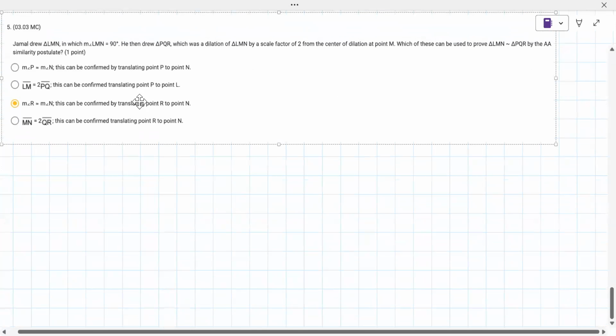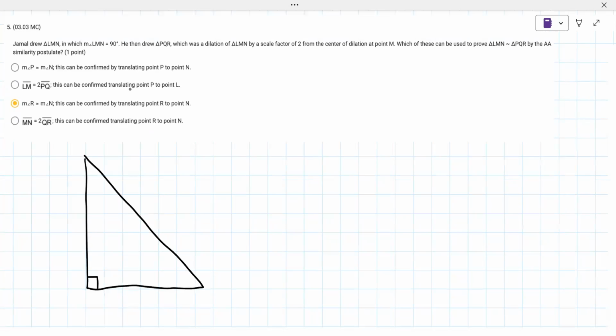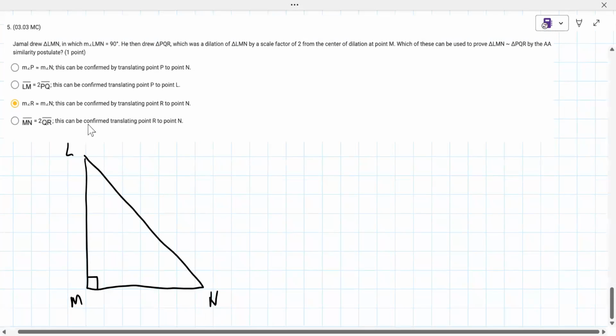Jamal drew triangle LMN in which the measure of angle LMN equals 90. So we've got to draw this. And it's okay if you don't know how to draw it to start. You just try something. Hopefully it works. M is right here. We don't know where L and N go. They could be flipped, but M is definitely 90. That's the middle vertex.